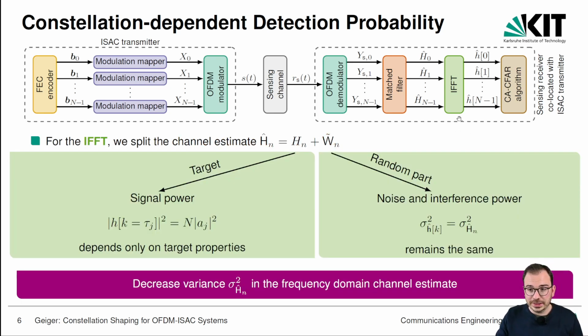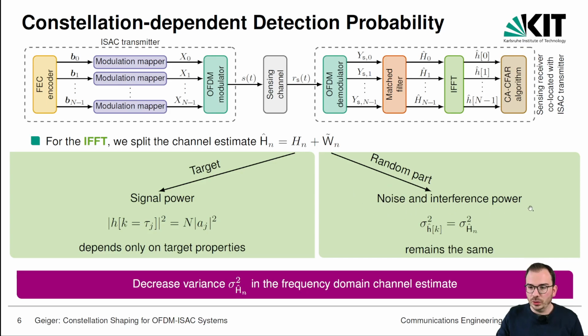To analyze the impact of the IFFT onto the SINR, we split the frequency domain channel estimate H hat into the signal power and the noise and interference power. The signal power stems mainly from the target, and we can observe that through the IFFT it experiences a processing gain, but otherwise depends only on the properties of the target, and so we cannot influence it.